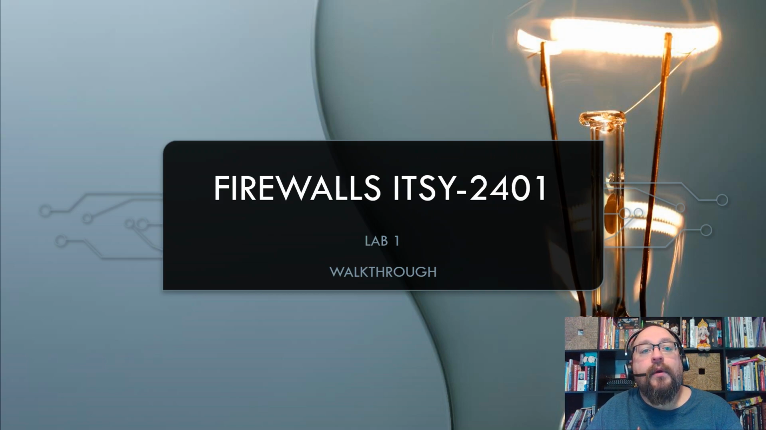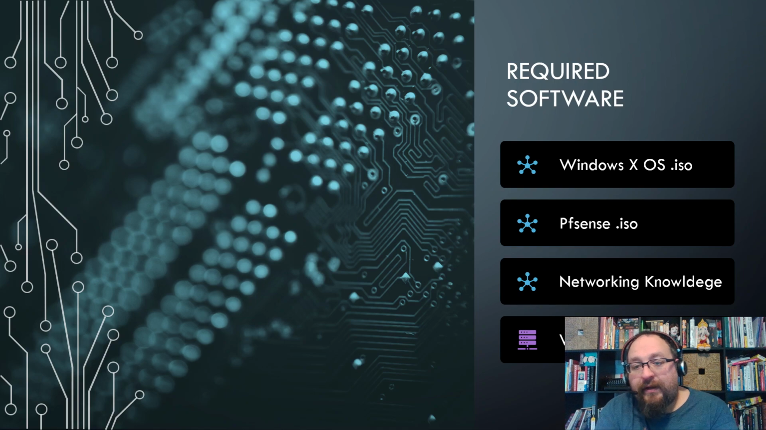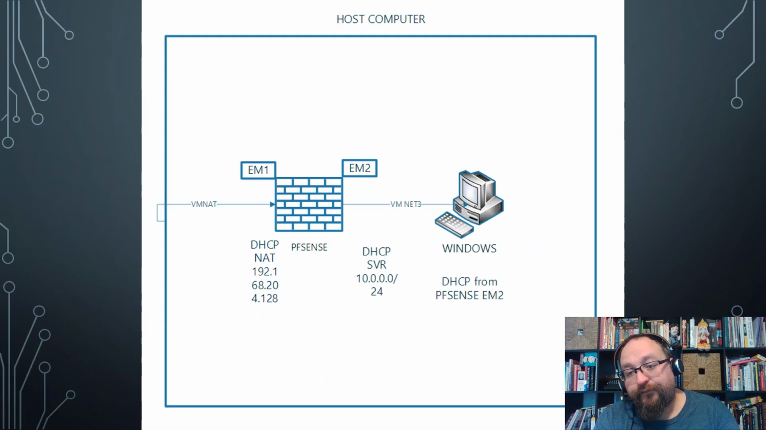Okay, everybody, so we're going to work on pfSense and our firewalls, ITSY 2401 Lab 1 walkthrough. What we're going to need is VMware Workstation. You're going to have some basic networking knowledge, a pfSense version ISO, and a Windows OS. Windows could be 7, 8, 10, or 8.1. Don't use XP, don't use Vista. It would just be beneficial to you to use 7, 8, or 10.